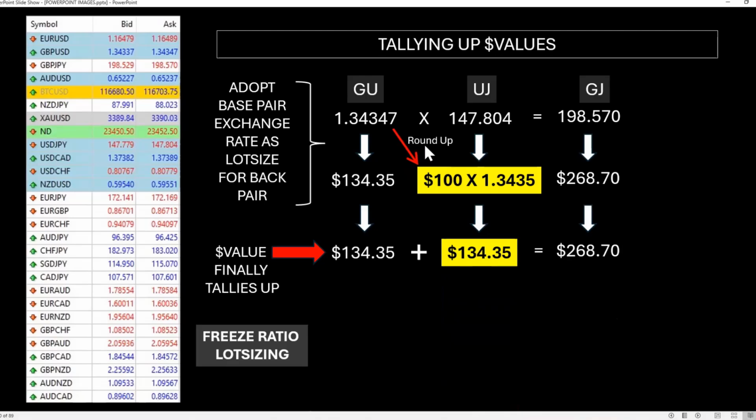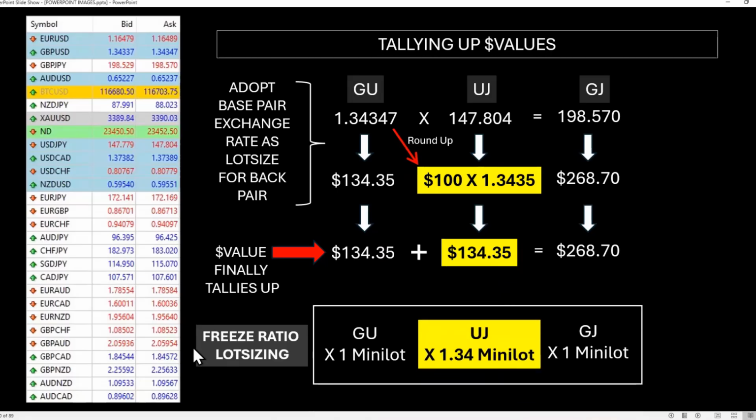And we get this amount. So it's 134.35 plus 134.35. 100 times this, you get 134. Add these two, you get exactly 200. Now, finally, they tally up. And what was the mechanism that did that? By adopting the base pair exchange rate as the lot size for the back pair. That's all. I can't prove to you mathematically in this video, but just trust me. This is the shortcut.